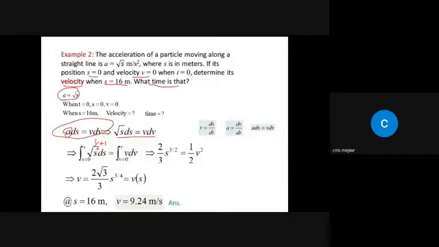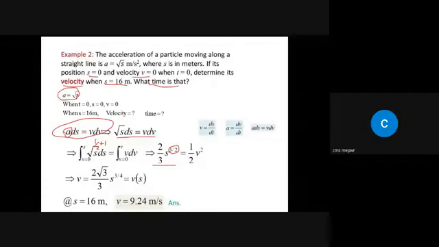So when you add 1 to this, you will get 3 by 2 in the power, and you divide by the same 3 by 2. But when you take the denominator into the numerator, it will become 2 by 3. Is it clear? Yes, sir. And on the right side, what we have is v to the power 1. So when you add 1 to it, that will become v squared divided by 2. So this will become like this.